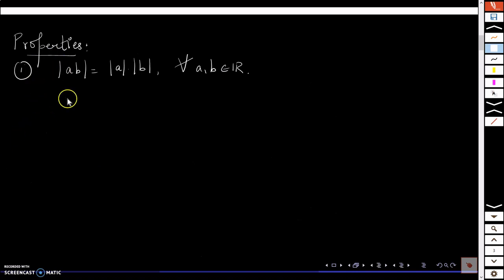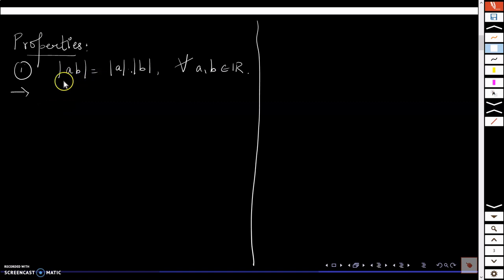The first property says, if I take any two real numbers a and b, then modulus of ab will be same as modulus of a into modulus of b. That is, it says absolute value of product of two real numbers is same as product of their absolute values. Fine. So what I'll do is, we will deal with this property. We have to prove it, and we will prove it case by case. So depending on the signs of a and b, we will consider different cases.